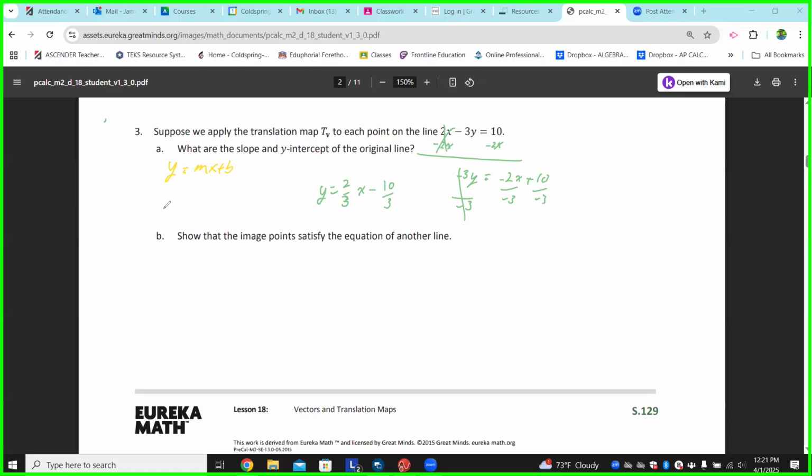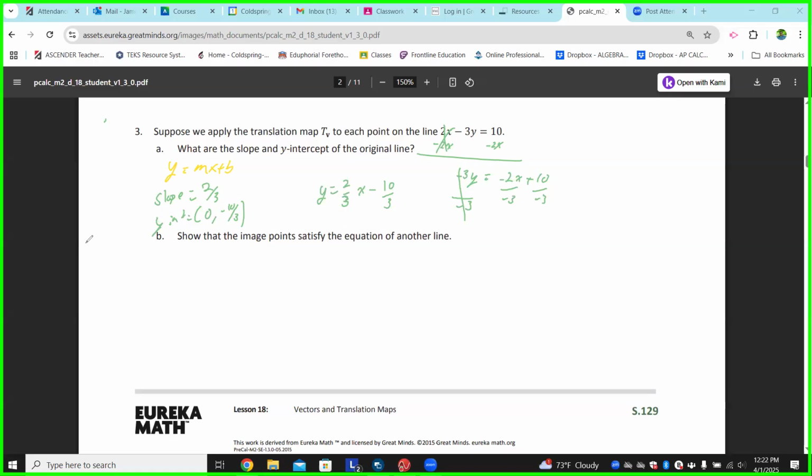So with that said, my slope is what? 2/3. My y-intercept is what? Good. So we'll say (0, negative 10/3). It didn't specify to write it as a coordinate, it's just best practice.